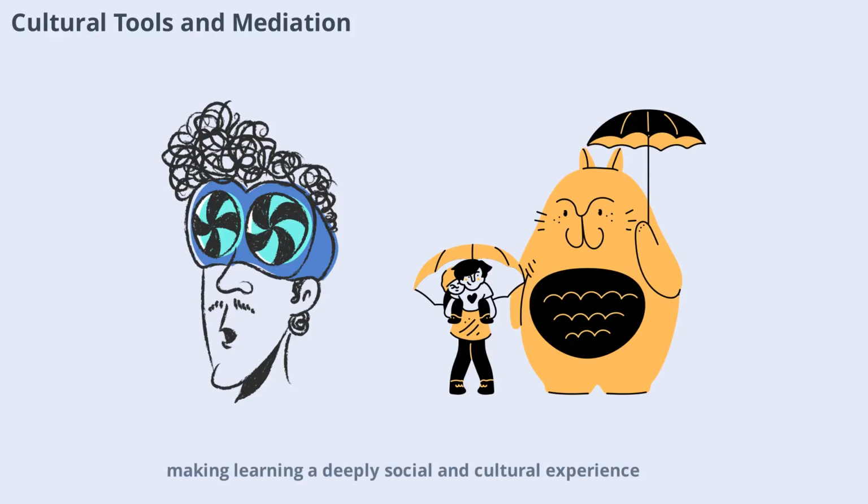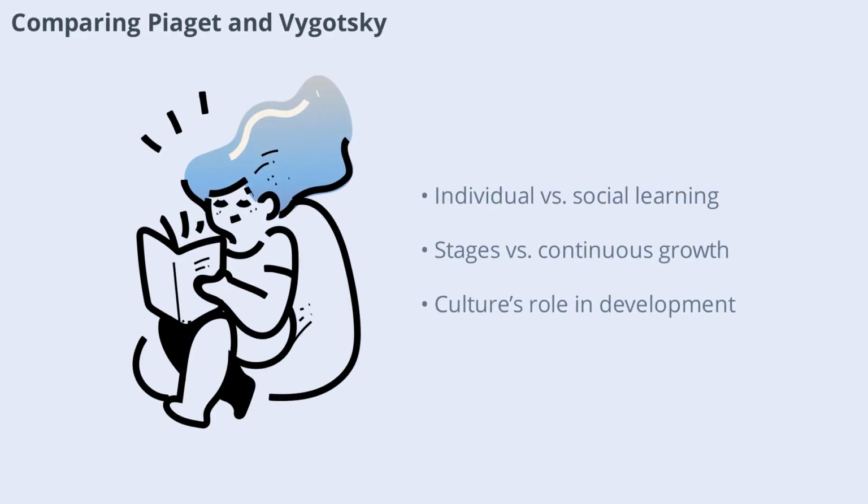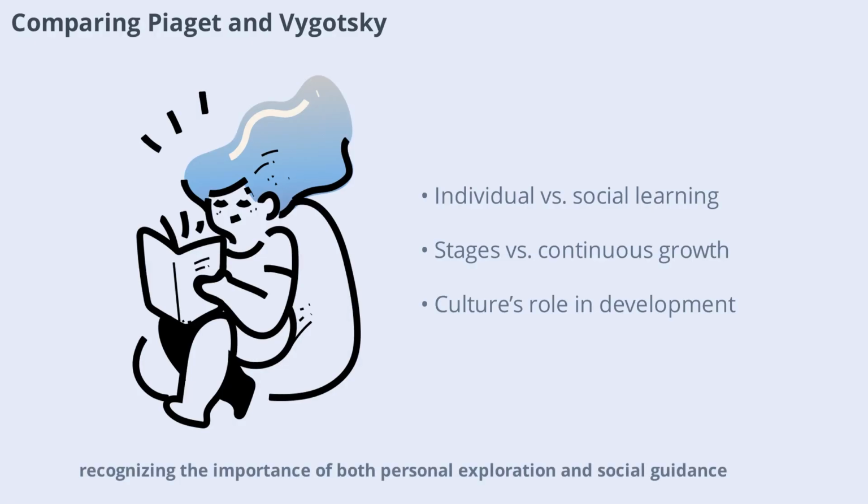social and cultural experience. While both Piaget and Vygotsky made significant contributions to our understanding of cognitive development, their theories differ in important ways. Piaget focused on individual discovery and stages, while Vygotsky emphasized social interaction and cultural context. By comparing their ideas, we gain a richer understanding of how children learn and grow, recognizing the importance of both personal exploration and social guidance.